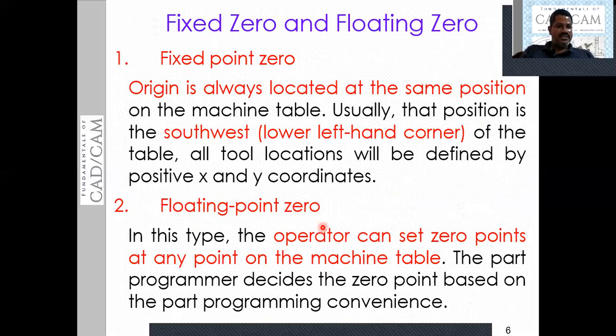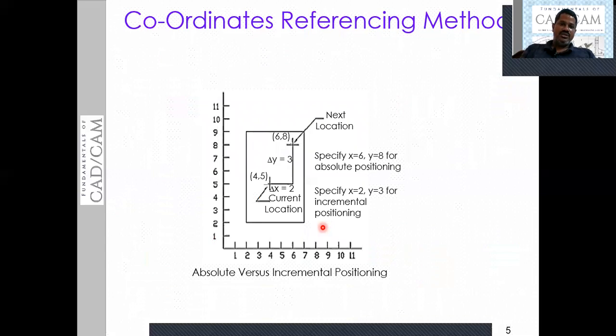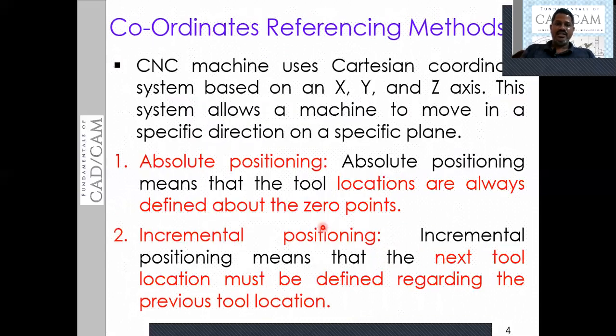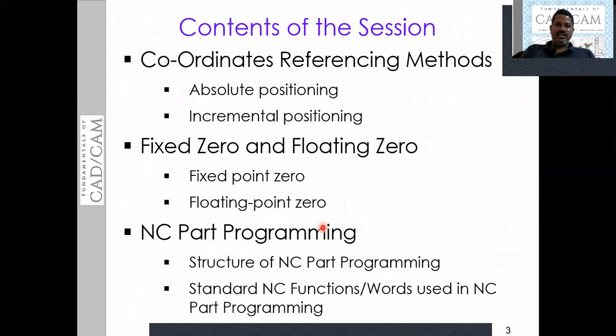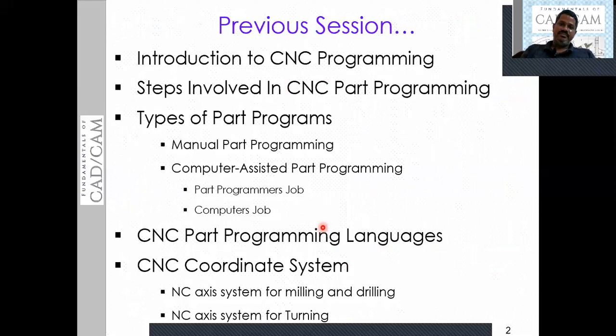Then we also discussed what exactly the fixed zero and floating zero are. While writing the program, we can shift the origin point. If you fix it at one location, that is called fixed zero point. If you change the location as per the programmer's convenience, that is called floating zero point. Then we also discussed the coordinate referencing methods, absolute and incremental positioning, in this session.